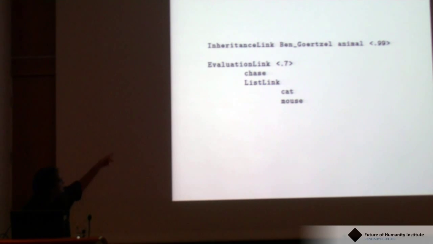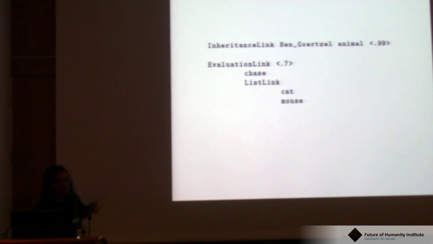So, simple examples of some of the more semantically explicit nodes and links. I mean, you have an inheritance link. Goertzel is an animal, almost certainly. No. Eventually I may be a robot, but for now I'm still an animal. Right? A predicate link, say an evaluation link between a predicate node and a list.